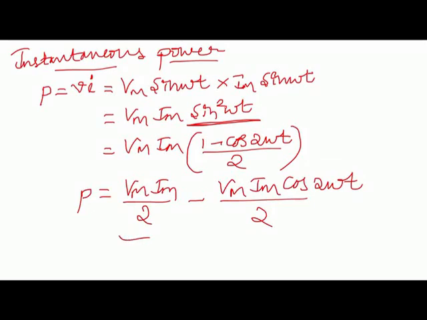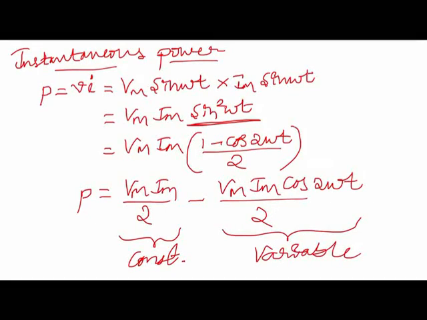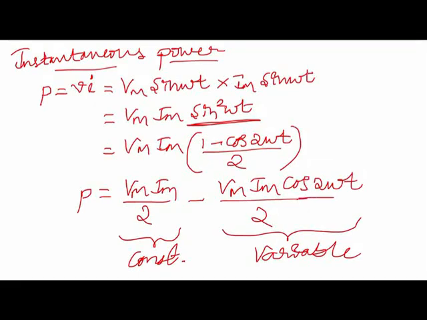One is the fixed term, and the other is the variable term. This is the constant term, and this is the variable term. The variable term varies as cos 2ωt, at two times the normal frequency. So this is the instantaneous power consumed in the pure R circuit.